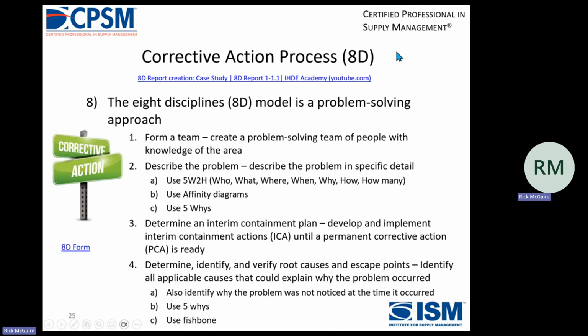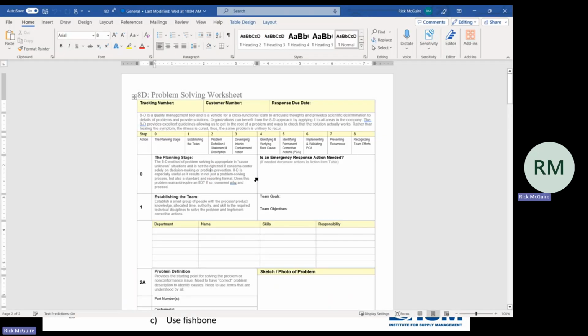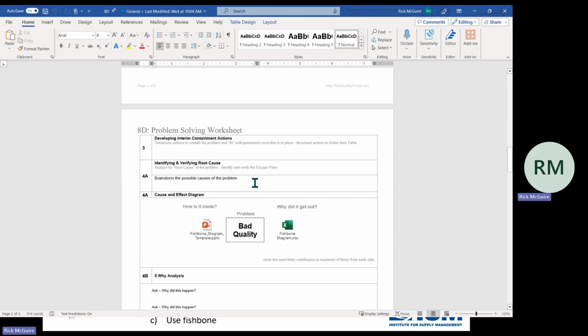And then we're going to shift to the corrective action process. And the one we're going to look at is called the 8D, or the 8 disciplines model. It's a problem-solving approach. Here's a YouTube video on 8D, if you're interested in knowing more. And this here is an 8D form that is used. It's in Word, so you can edit it.